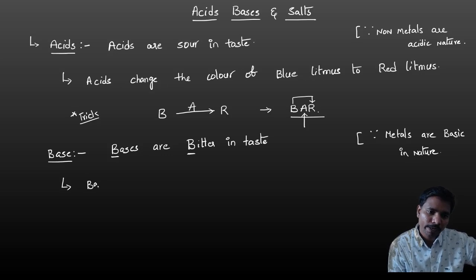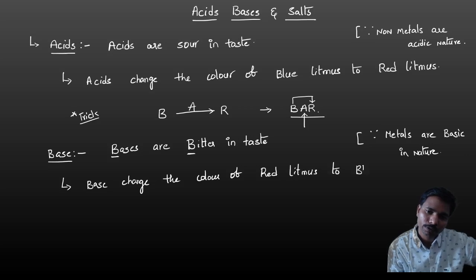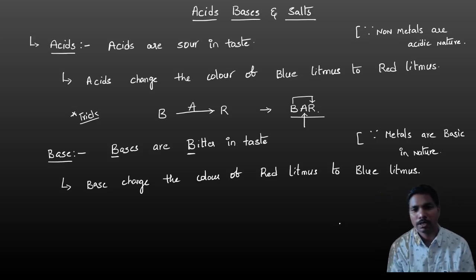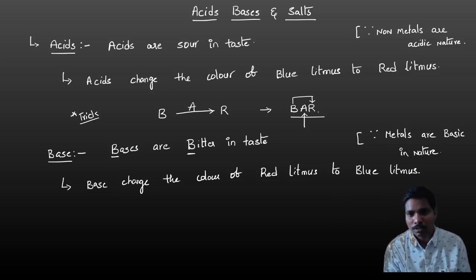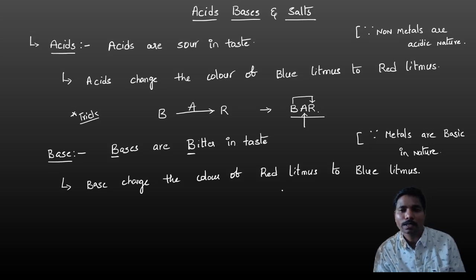So note down the point. Base changes the color of red litmus to blue litmus. Blue litmus. Okay, we know the litmus paper. Okay, so here we have one more important question. That is, the litmus paper is made with dash.